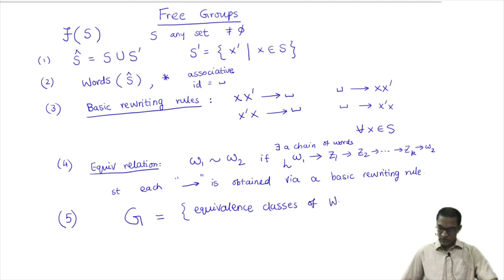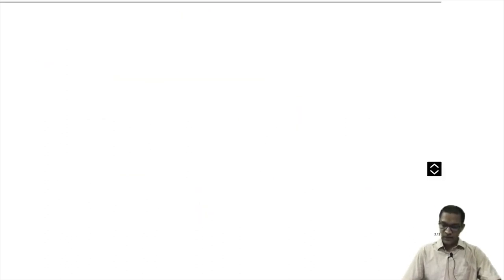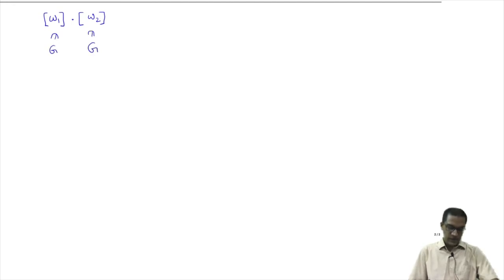of the set of all words under the equivalence relation tilde. So this, as before, is going to be our set G, and the operation is the same thing. If I take two words W1 and W2 and look at their equivalence classes in G, the product is defined as before: you take the concatenation of the two words and then look at the equivalence class of the concatenation.